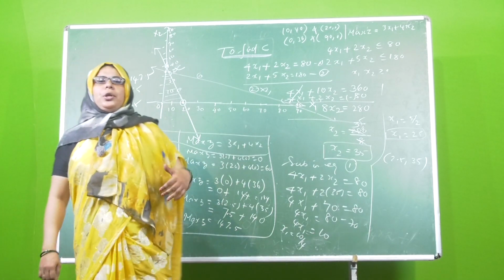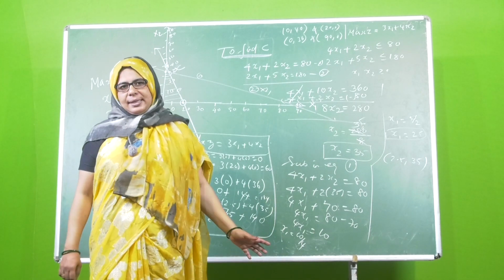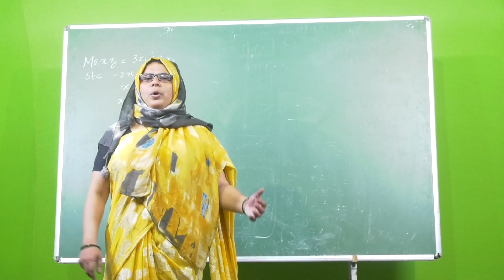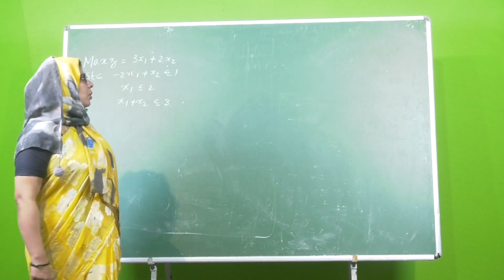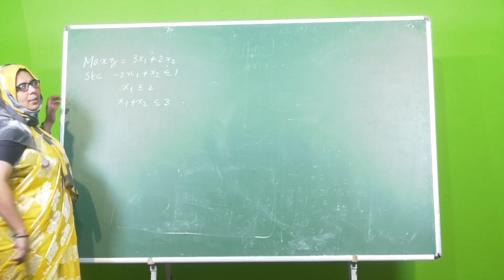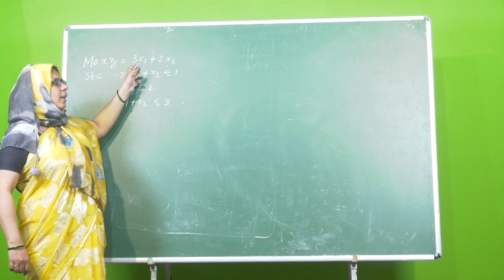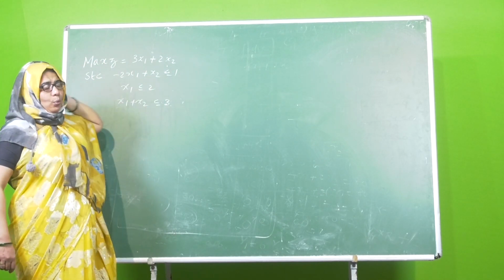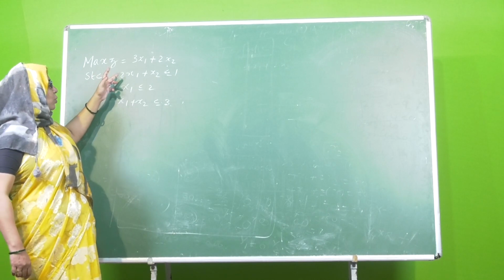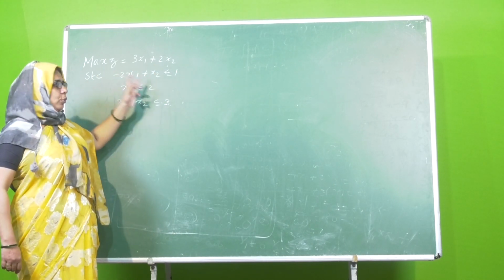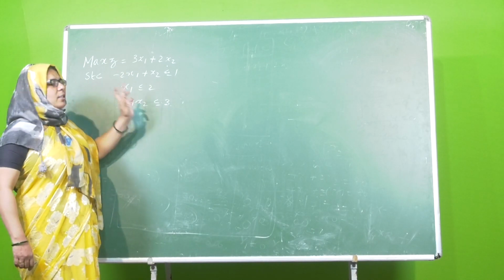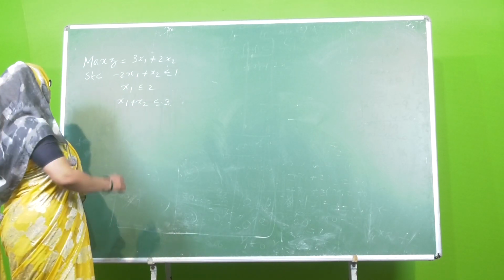Now we are going to see another example of this same method, the graphical solution method. So what is the question? Maximize z is equal to 3x1 plus 2x2, subject to the constraints: minus 2x1 plus x2 less than or equal to 1, x1 less than or equal to 2, x1 plus x2 less than or equal to 3. Solution.